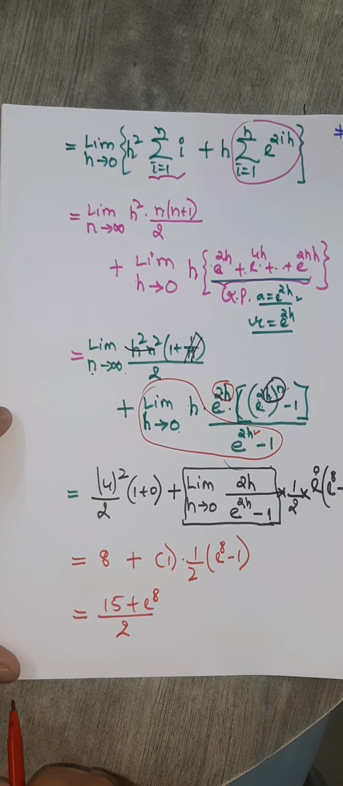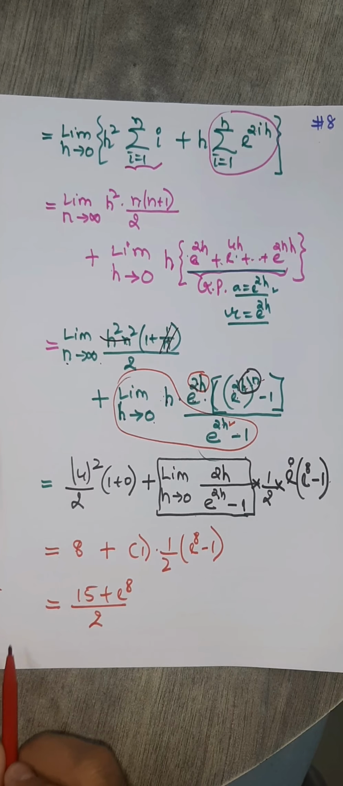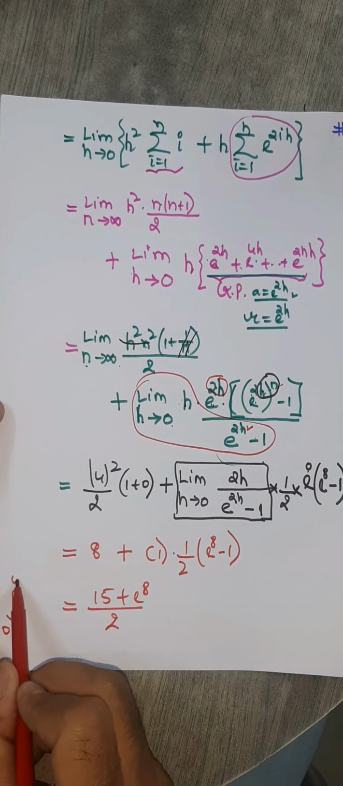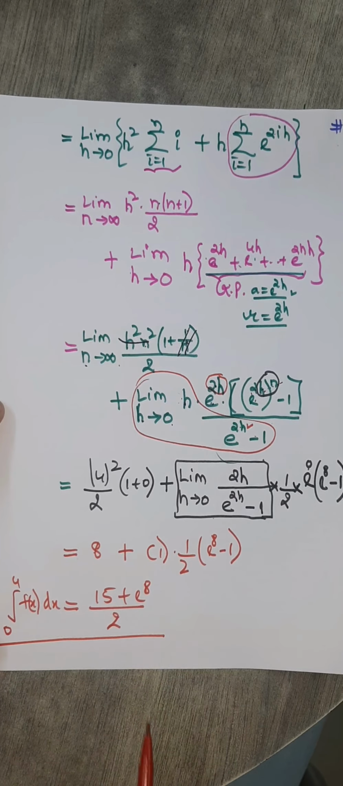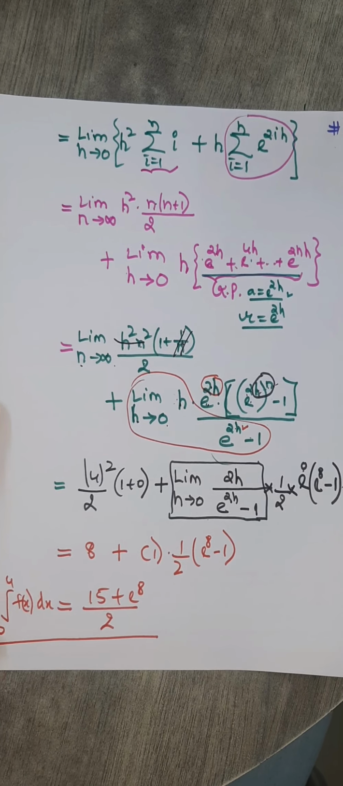Right? This is the value of the integral. It was which integral? Integral from where to where? 0 to 4 f(x) dx. This is the required integral here.